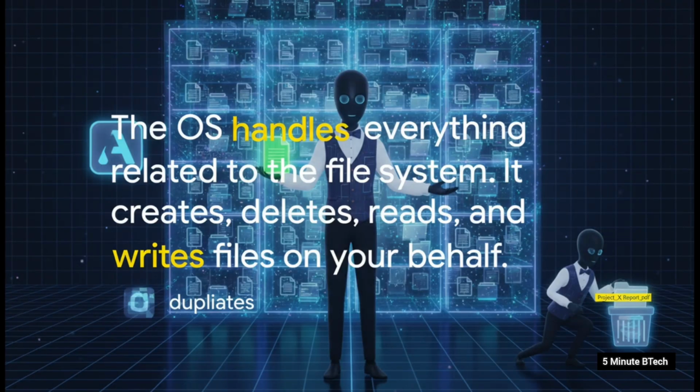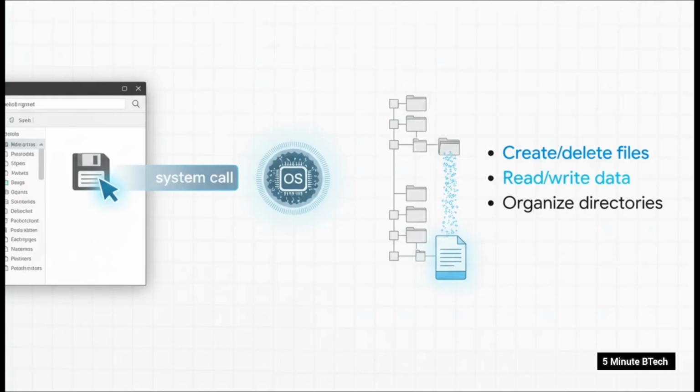And speaking of files, that brings us right to the next major service. And boom, this right here directly answers that question we started with. When you hit save, your word processor makes a system call, and it just hands the data over to the OS. The OS then does the whole file system manipulation service. It creates the file, writes your data to it, and puts it neatly in the folder you wanted.